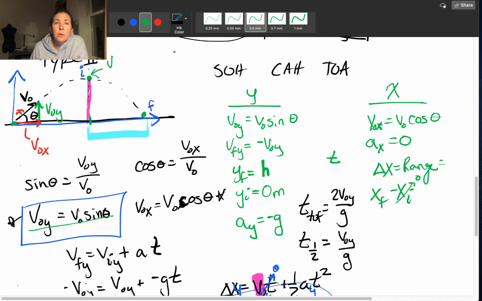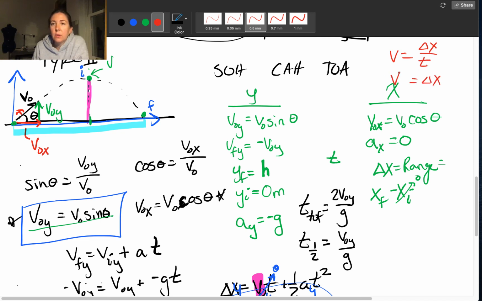So if we keep going with this, the next thing that we'll want to calculate is going to be the range. The next thing we want to know is what the range is. So the initial position in the x direction to the final position in the x direction. And remember that the velocity in the x direction doesn't ever really change. Velocity is the change in position over the change in time. So the range is going to be the velocity times the time. And this is the velocity in the x direction.